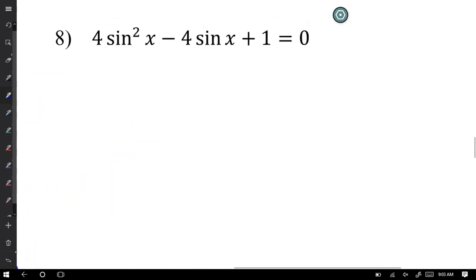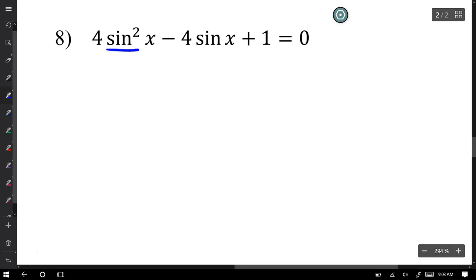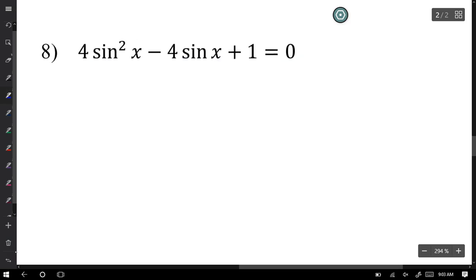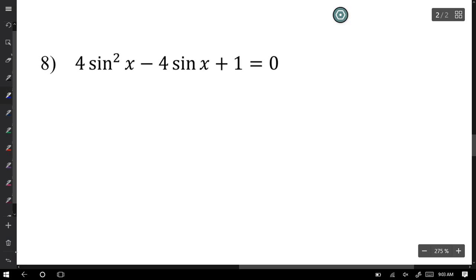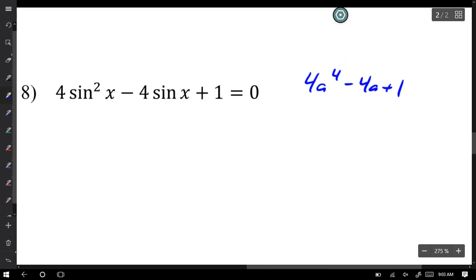Well, this one, sine squared of x, sine of x, I got like terms, that's good. It's equal to 0. Nothing can be combined, so I might as well factor and solve. So factoring, I'm going to look at it as 4a squared minus 4a plus 1 equals 0. That looks like another AC method.